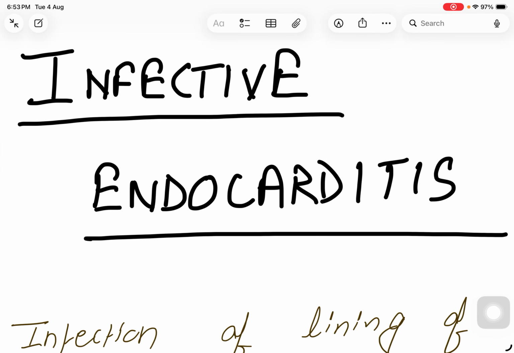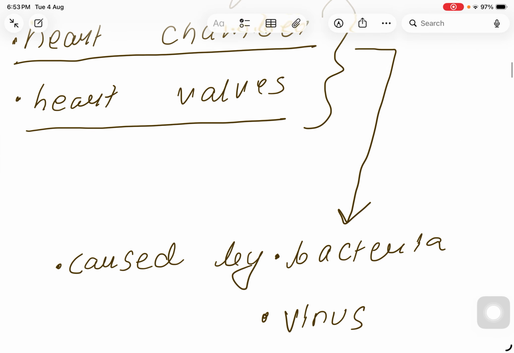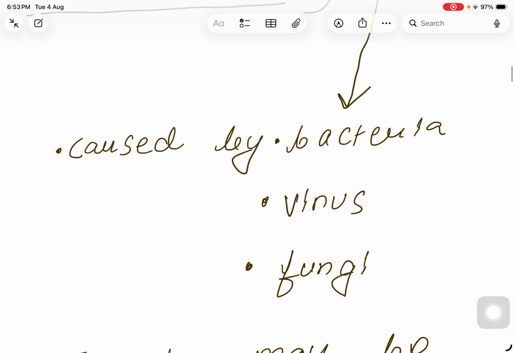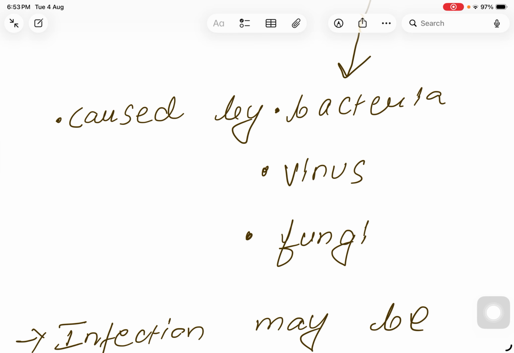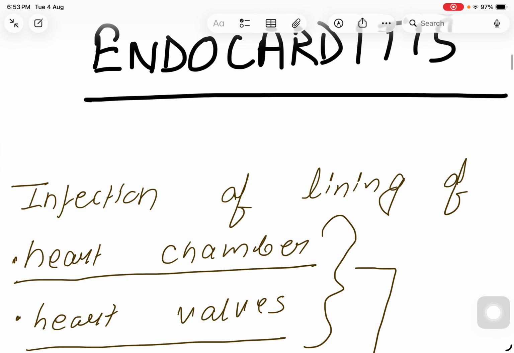So hey everyone, today's topic is infective endocarditis. So what is infective endocarditis? It's basically an infection of the lining of the heart chamber and heart valves that is caused by bacteria, virus and fungi. Okay. What is infective endocarditis?